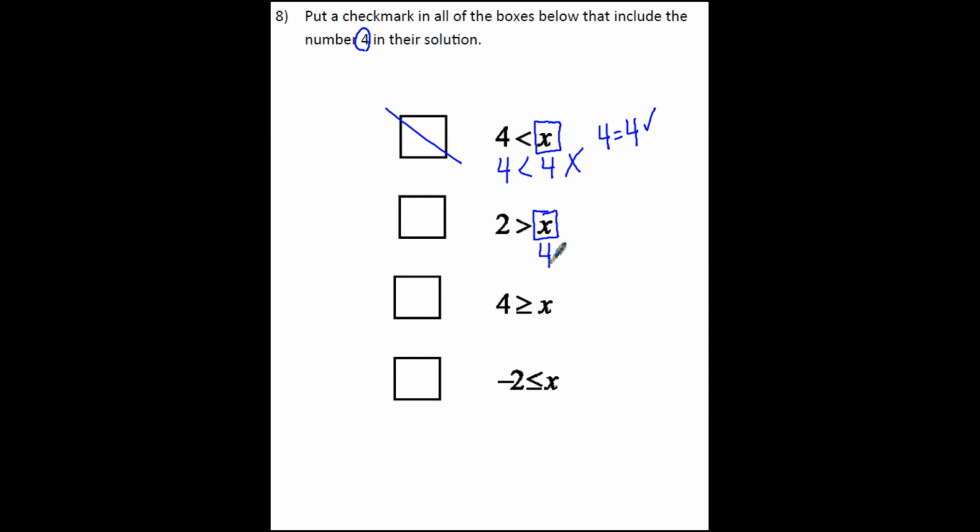For this one, let's see if 4 is a replacement for x. And here we're saying that 2 is greater than 4. But if we look at the number line, we'll count 0, 1, 2, 3, 4. And 4 is furthest to the right, so we know that 4 is bigger than 2. And that's not what this inequality is saying. So that is not true, which means that is not a solution.